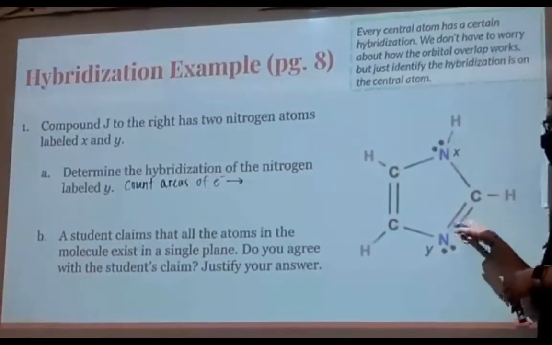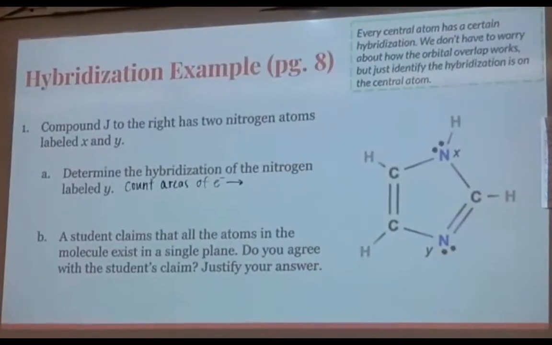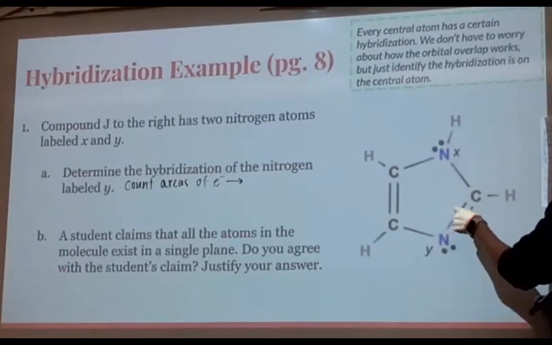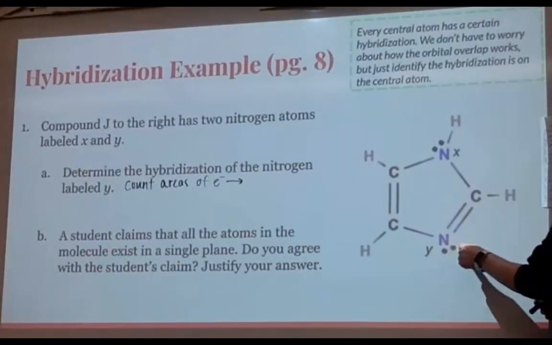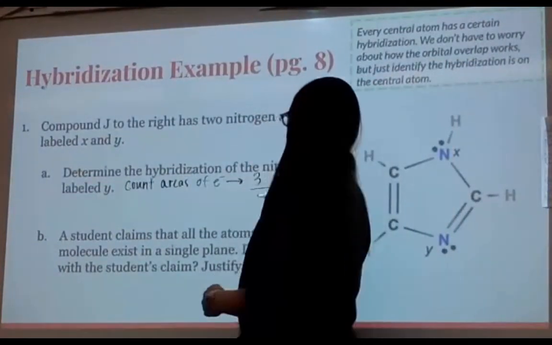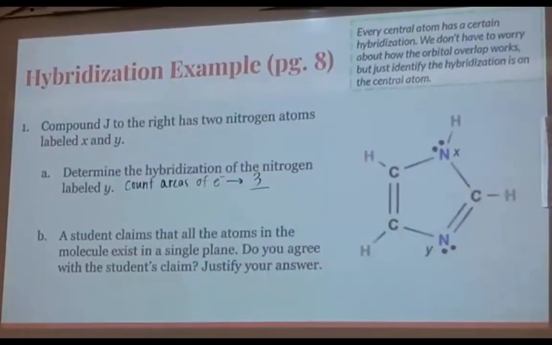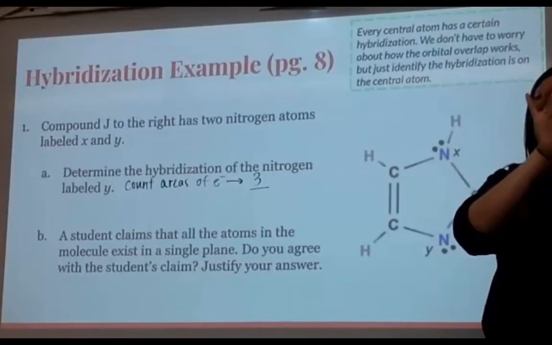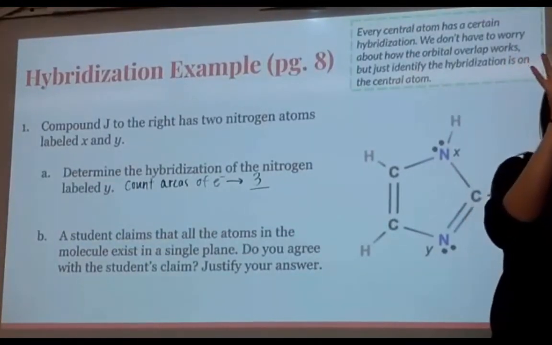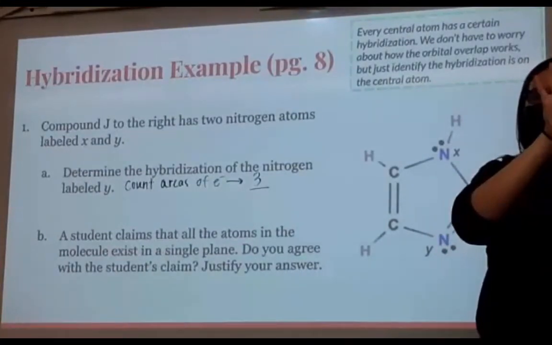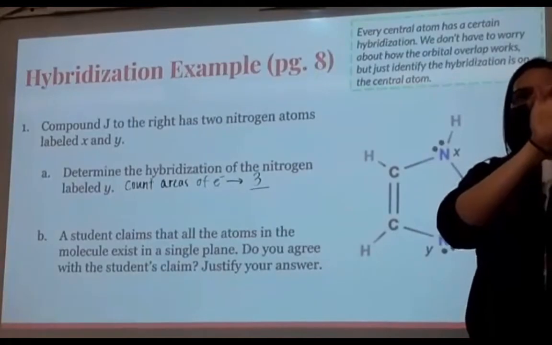So if I'm looking at nitrogen Y, just count the areas of electrons. Here's 1 area of electrons. Here's 2 areas of electrons. Here's 3 areas of electrons. So there are 3 areas of electrons. Remember, you have 1 s, 3 p, and up to 5 d orbitals. So 1, 2, 3. S, p, and p is sp2.